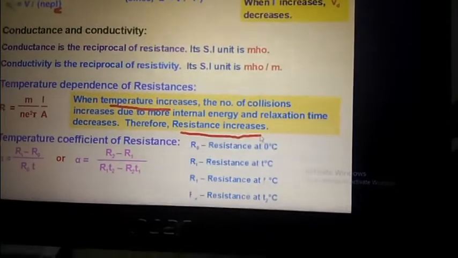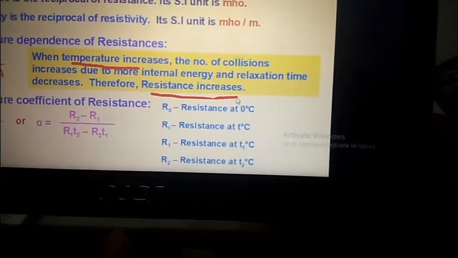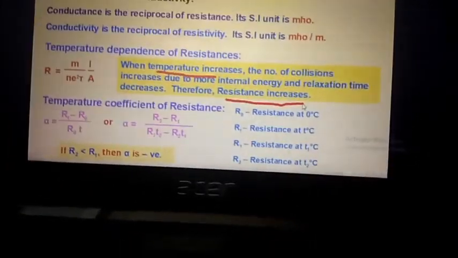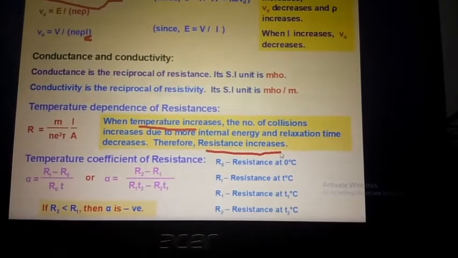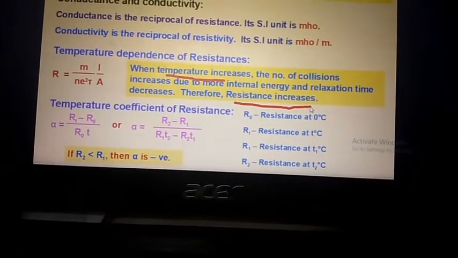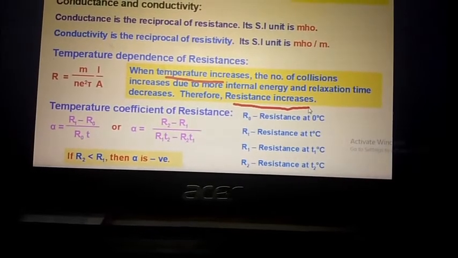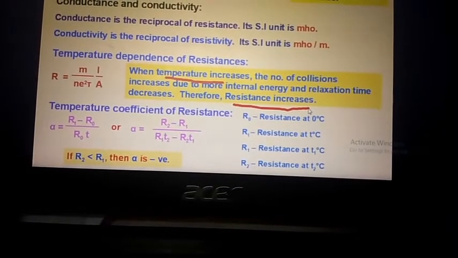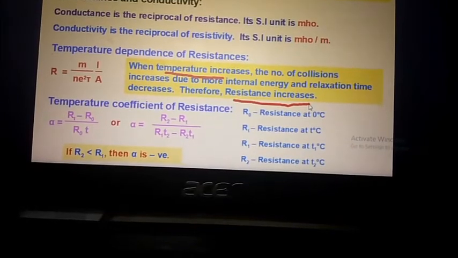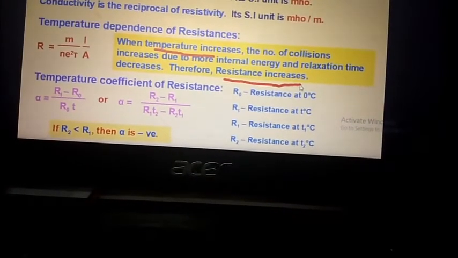So this is the equation. Normally we don't need the derivation for this equation. We just have to remember this equation, that is alpha, the temperature coefficient of resistance, alpha is equal to (R_T minus R_0) by R_0 into T. Also we can write alpha equal to (R_2 minus R_1) by (R_1 T_2 minus R_2 T_1), where R_0 is the resistance at 0 degrees Celsius, R_T is the resistance at T degrees Celsius. Similarly, R_1 is the resistance at T_1 degrees Celsius and R_2 is the resistance at T_2 degrees Celsius.